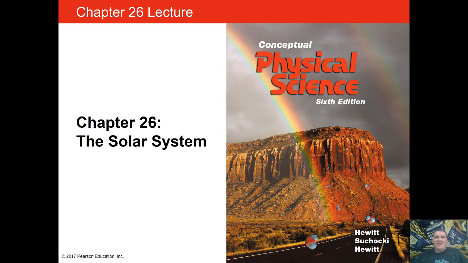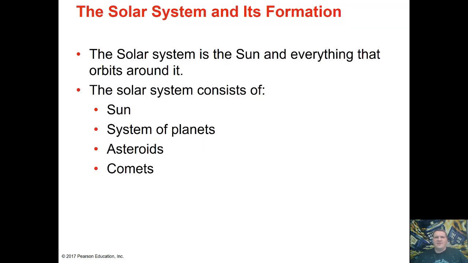And we have finally made it to astronomy. So with astronomy, we're going to first begin by talking about our solar system. So what is the solar system? The solar system is the sun and everything that orbits around the sun. So this is going to include the sun, planets, comets, asteroids, moons, all that other stuff.